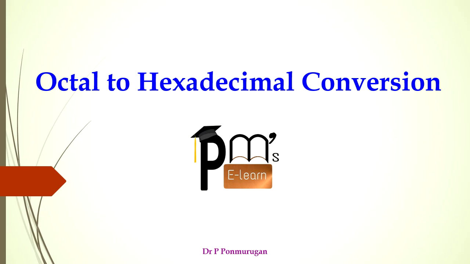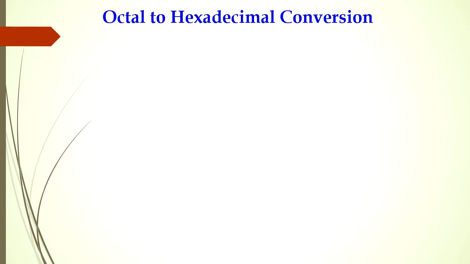Hello everyone, in this video we are going to see the process of converting an octal number to its hexadecimal equivalent. In this process we will be converting the octal number to its binary equivalent first, and then we will be converting the binary equivalent into its equivalent hexadecimal value. So let's take an example.